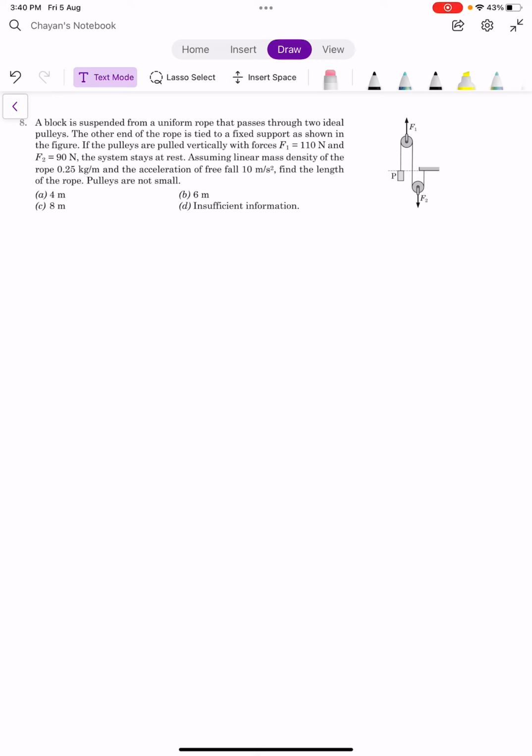So, hello guys. Today we are going to see the solution of a Pathfinder question. This question is from Newton's laws of motion, and this is MCQ question number 8.